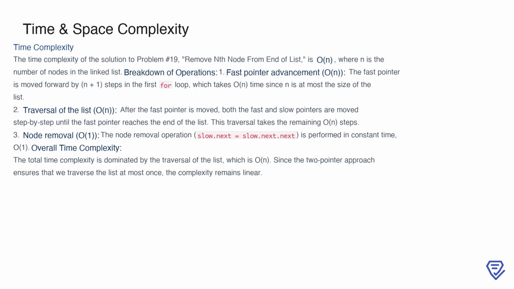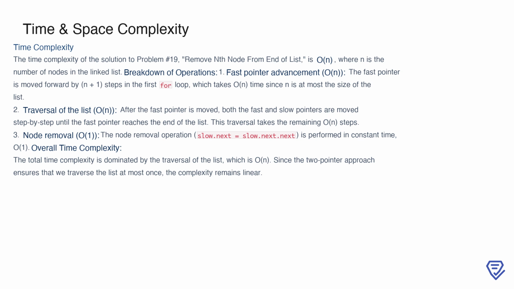The time complexity of the solution to the problem remove nth node from end of list is O(n), where n represents the number of nodes in the linked list. This is because the algorithm involves three main operations. First, the fast pointer advances by n+1 steps, which takes O(n) time since n corresponds to the list size.